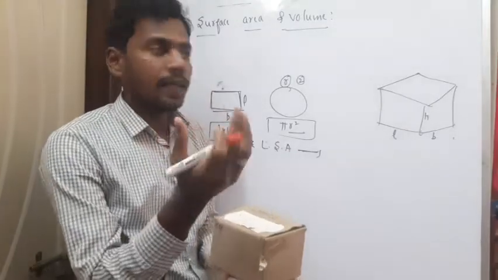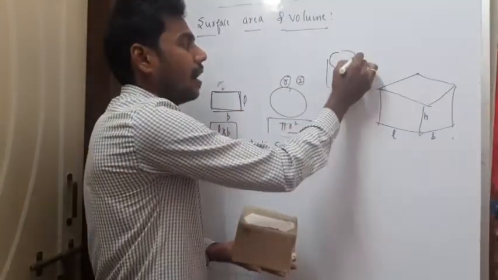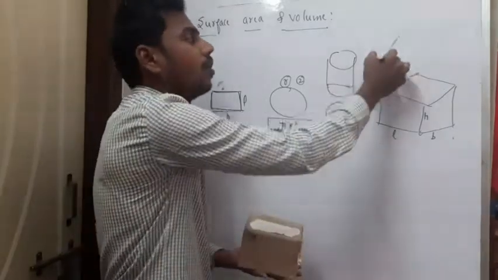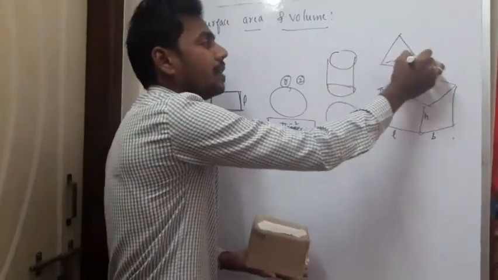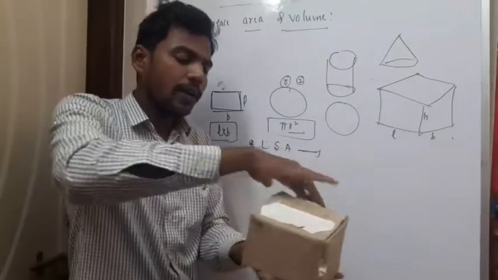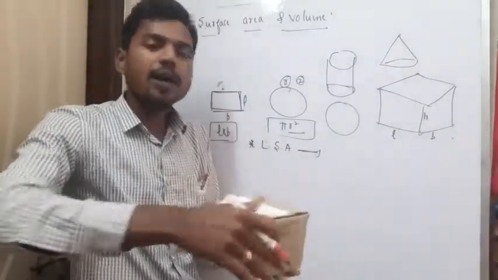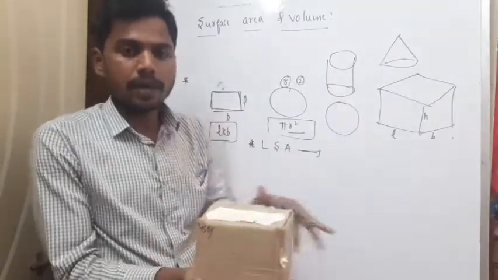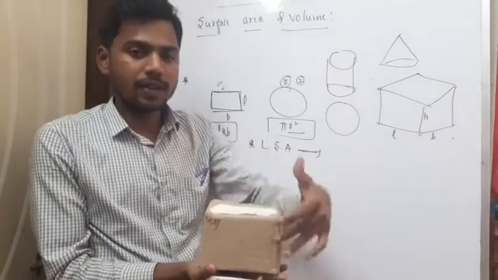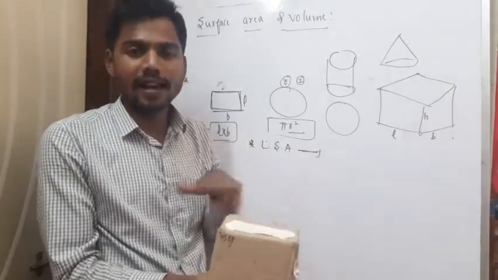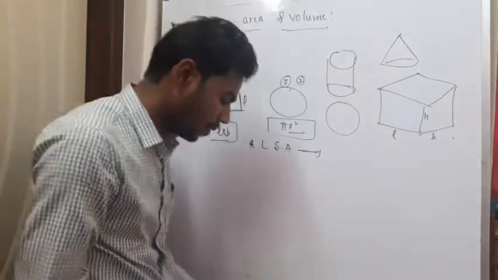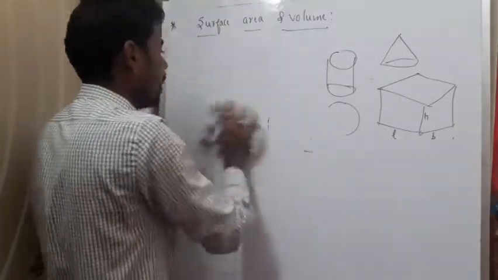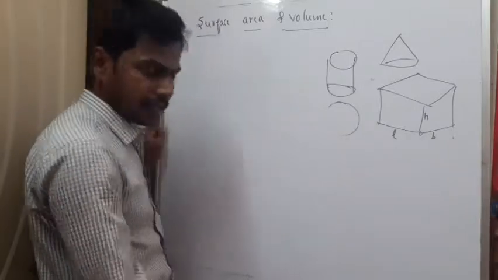In case of cylinder, sphere and cone, we call it the curved surface area. What does it mean? If we measure only the lateral or curved part of the figure, we call it curved surface area, or in this case lateral surface area. So I am going to see how many faces there will be in case of a cuboid. There will be 6 faces, I showed you.